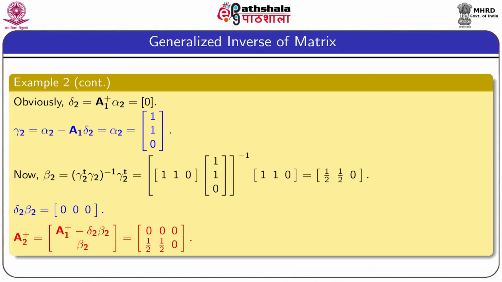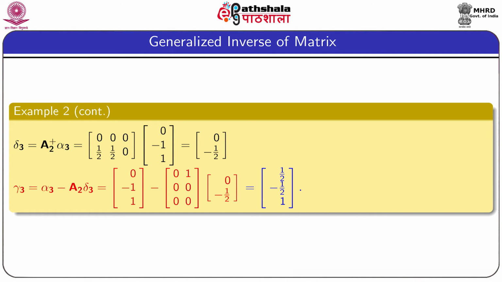This is a row vector, and delta 2 beta 2 equal to a row vector whose elements are 0 0 0. Now we calculate A2 plus, which is equal to A1 plus minus delta 2 beta 2, and the second row is beta 2, and it is equal to a matrix of order 2 by 3. First row is the null row vector whose elements are 0 0 0, and second row is half half 0.